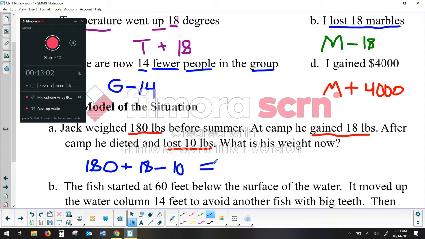All right, so we have 180 plus 18 is 198, minus 10 still. Minus 10 equals 188 pounds. He's still 188 pounds.